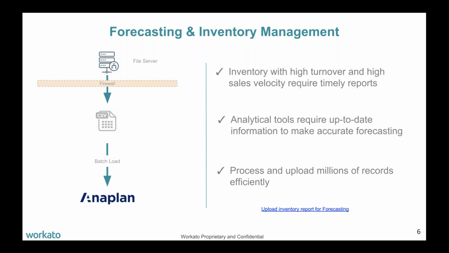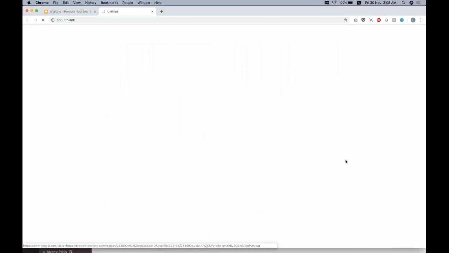So analytical tools like Anaplan, the power of it is only as good as the data you provide. Our users need really up-to-date information to make forecasting as accurate as possible. So in this case, we're looking at processing millions of records efficiently, in a really short amount of time. So let's take a look at the recipe that makes this possible.